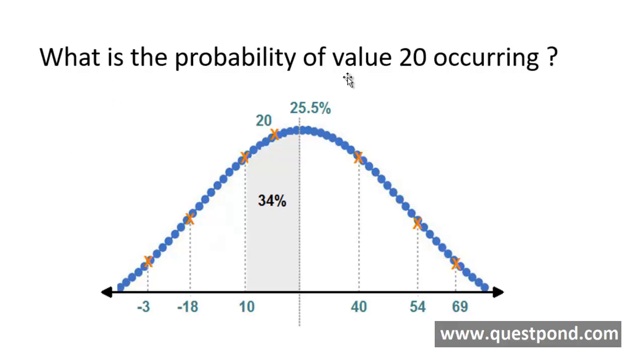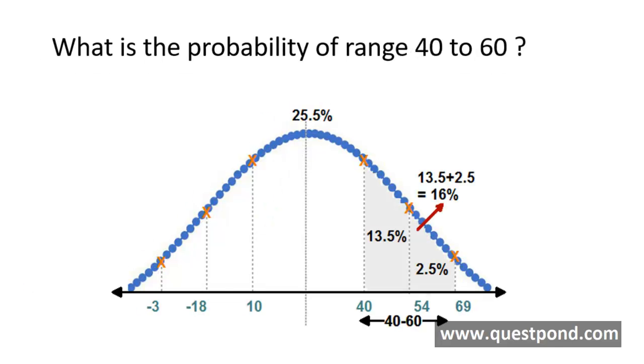What is the probability of the value 20 occurring, right? So remember we had the first standard deviation which was from 10 to 40, and this was 68%, so this is 34%, and the 20 value lies between 10 to 25, right out here. So the probability of the value 20 occurring is 34%. Let's look at the other question we can answer here.